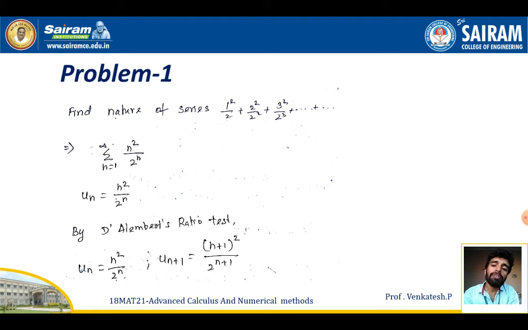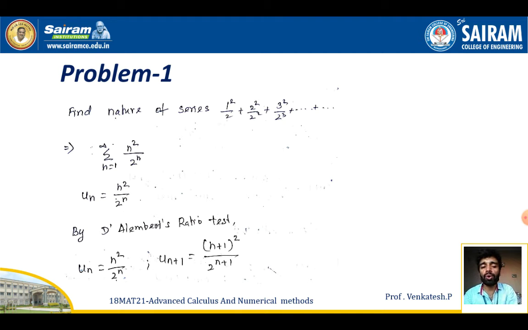Here we can observe that for the same function, we can apply the Cauchy's root test and also the D'Alembert's ratio test. But if the function has terms like n factorial, in those cases we can apply only D'Alembert's ratio test. So now I am going to discuss this problem in terms of D'Alembert's ratio test. Let me take the function un is equal to n square by 2 power n. To apply the D'Alembert's ratio test, we should have the function un plus 1 by un. So further I am going to make un plus 1.